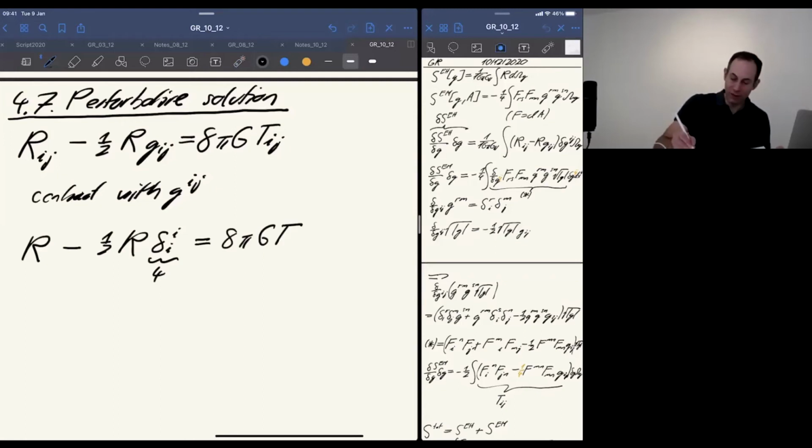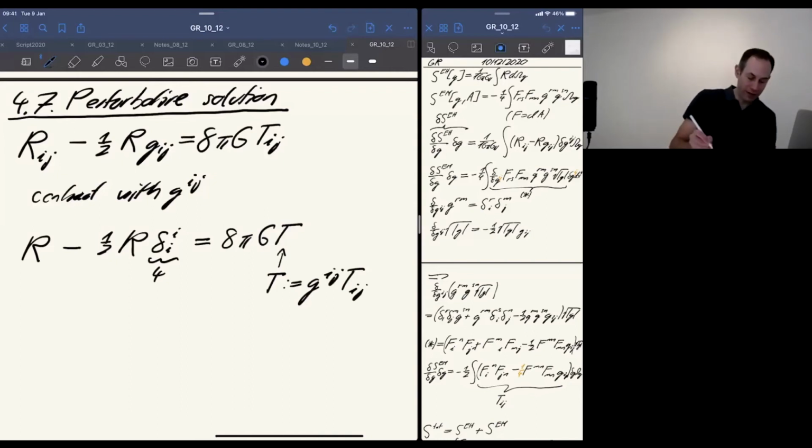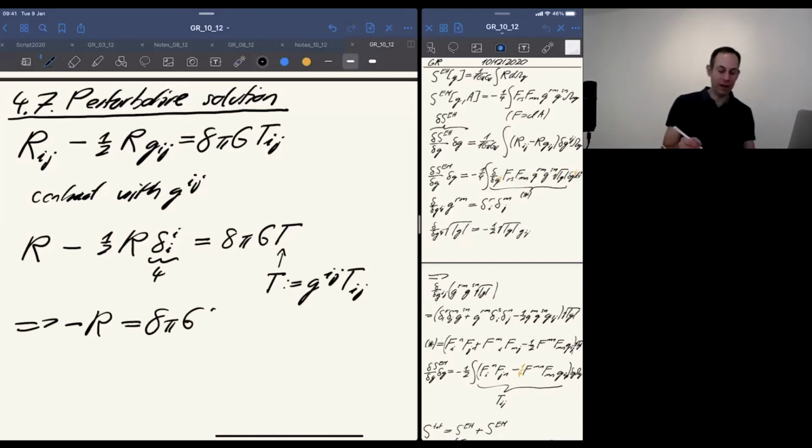Now T, here on the right-hand side, I just make a definition. I define T without indices to be the contraction of the energy-momentum tensor. From this equation, I can conclude that the left-hand side is obviously just, here I have 4 times 1/2, so it's just minus R, and the right-hand side I'll just copy. So I have an expression for R in terms of T.